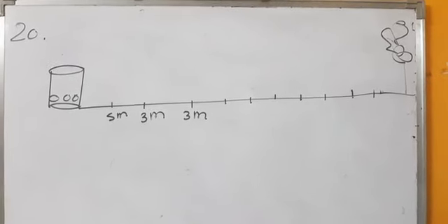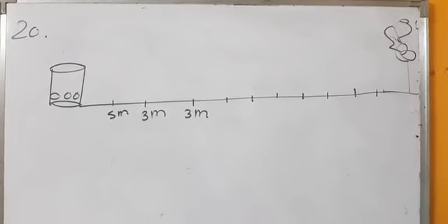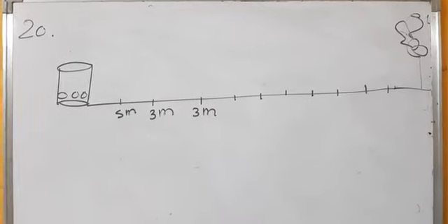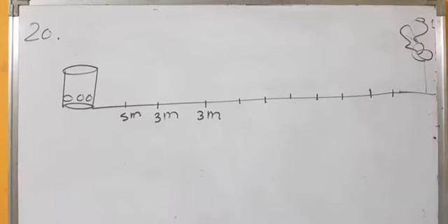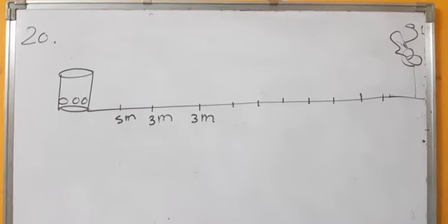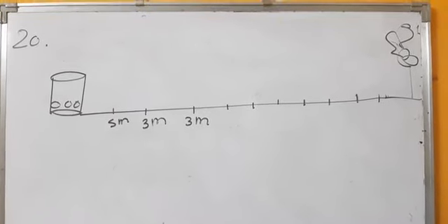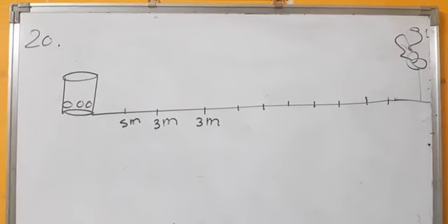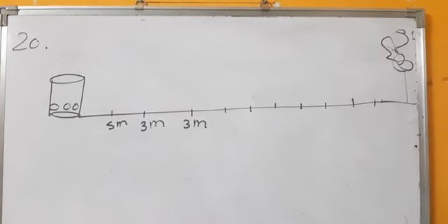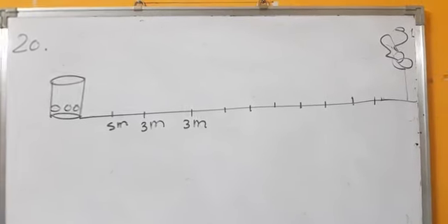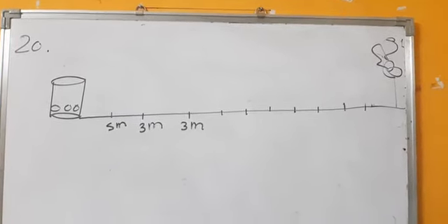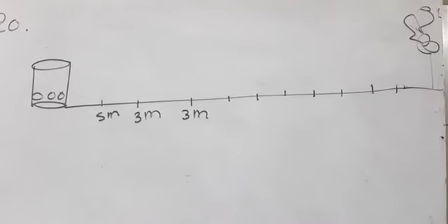A competitor starts from the bucket, picks up the nearest potato, runs back with it, drops it in the bucket, runs back to pick up the next potato, runs to the bucket to drop it in, and continues in the same way until all the potatoes are in the bucket. What is the total distance the competitor has to run? So here we have to find Sn.